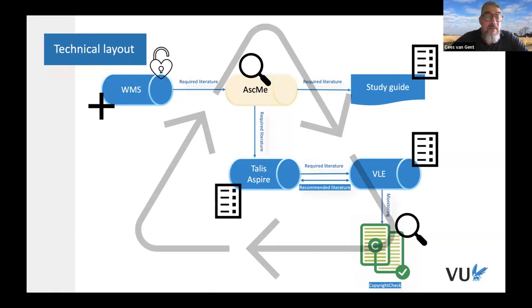And maybe in an automated way, a reading list is created. We don't have a solution for that yet, but we want to create, in an automatic way, the creation of reading lists in Talis Aspire by sharing the information which is found by Ask Me.